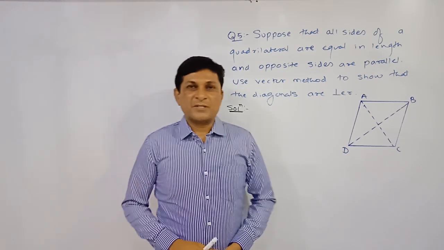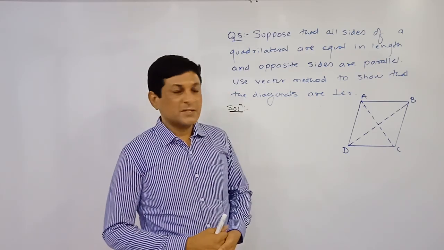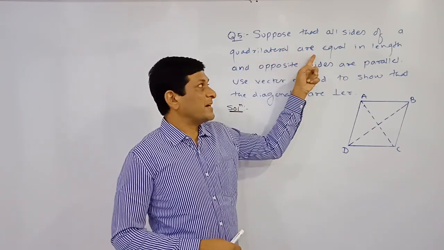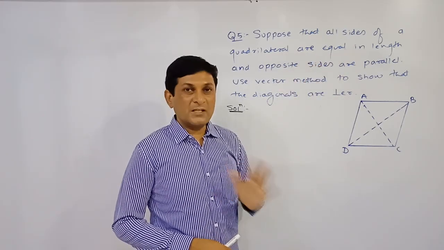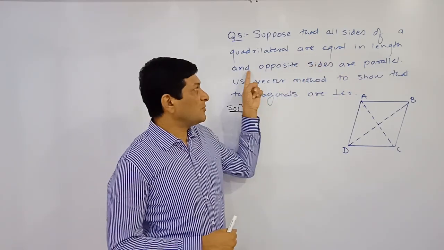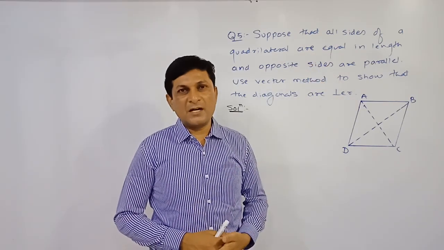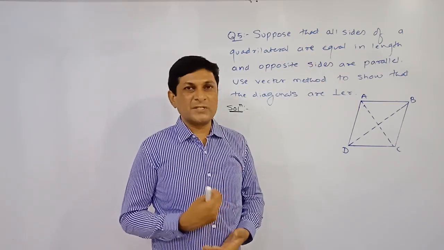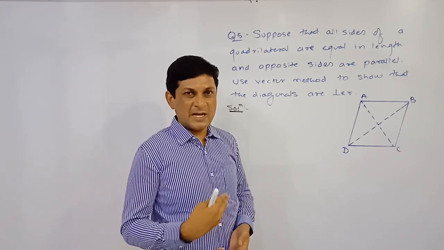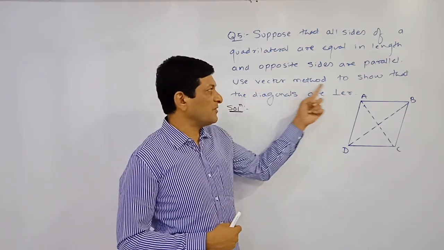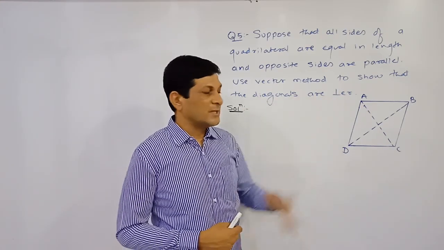So now let us try to solve question number 5. In question number 5, observe the given condition. All sides of the quadrilateral are equal in length. All the sides are of equal length and opposite sides are parallel. We know that if all sides are equal in length and opposite sides are parallel, then definitely the quadrilateral will be a rhombus. So using this, what we have to do, using the vector method, show that the diagonals are perpendicular.